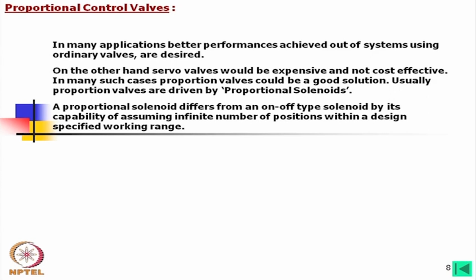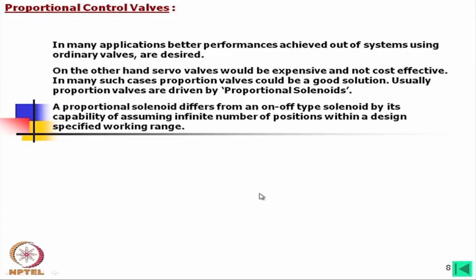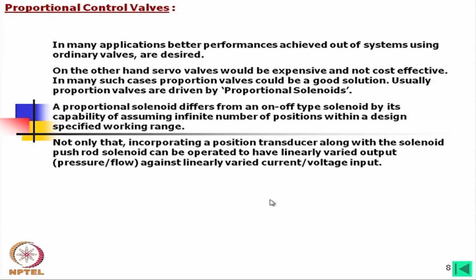However, due to that motion, whatever it is controlling, this is definitely controlling a pilot spool. The pilot spool is being controlled in such a way that the ultimate output, which may be pressure control or flow control, will be linear to this input. Do not get confused that this will also be linear. Not only that, by incorporating a position transducer along with the solenoid push rod, the solenoid can be operated to have linearly varied output pressure or flow against linearly varied current and voltage input.